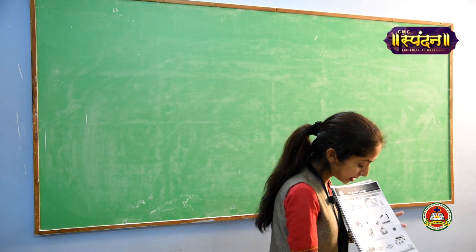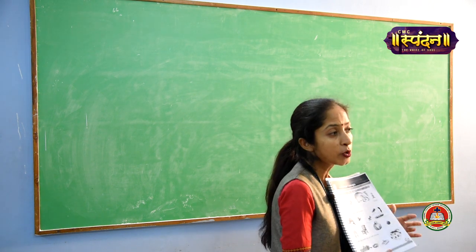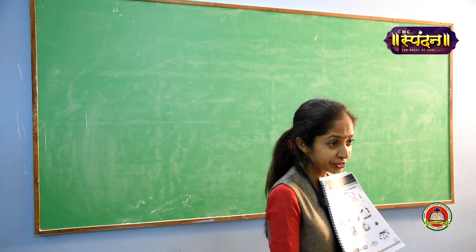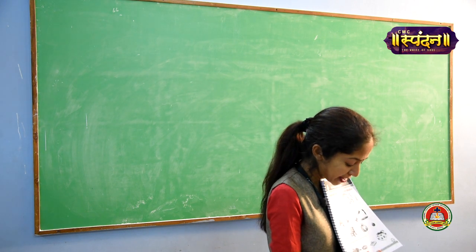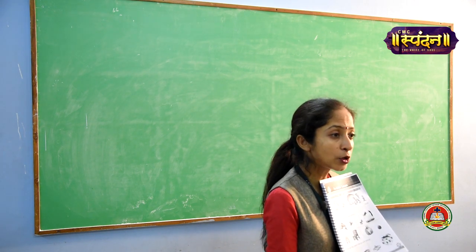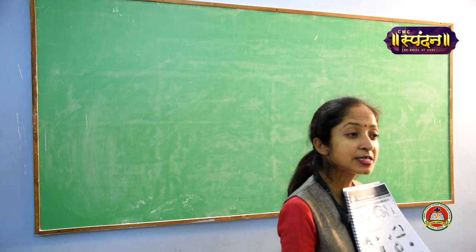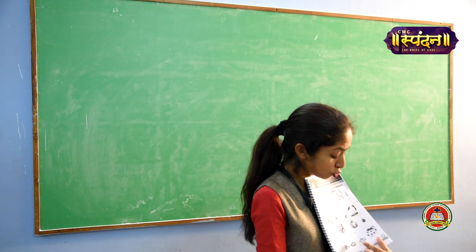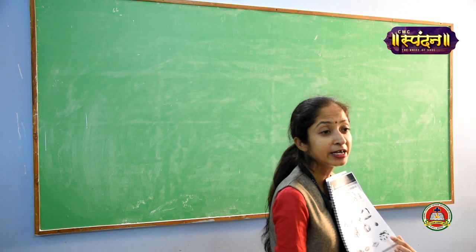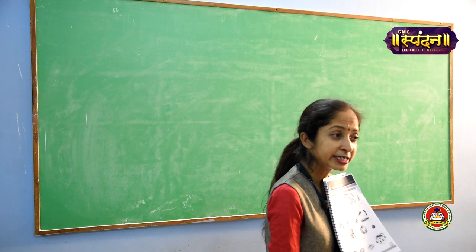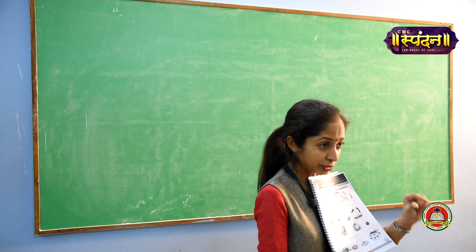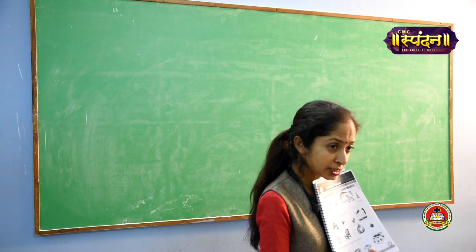Now next is tick the smallest one in each picture. We have to tick the small picture in it. Here a boat is there and a tube is there. Which is smaller? Yes, the tube is the smaller one. And there are two boxes, one small box and one big box. So which are we going to tick? Yes, the smaller one, chota. Okay, please put a tick on this.